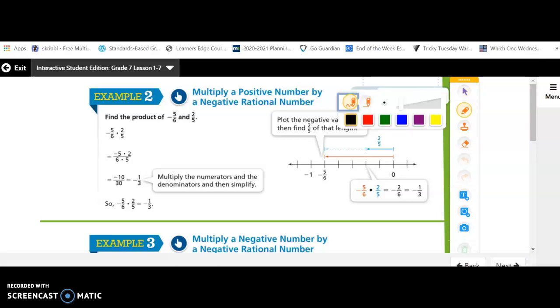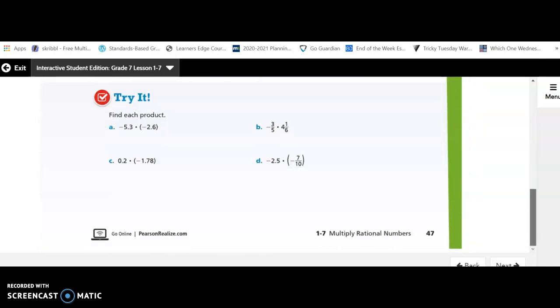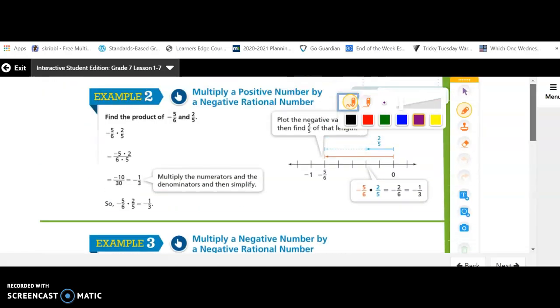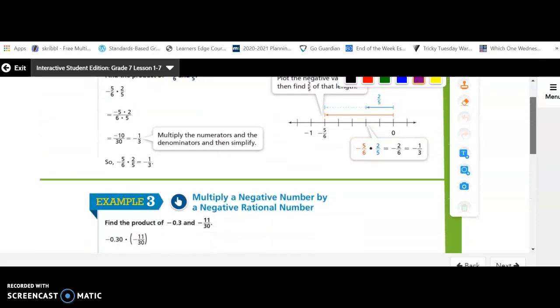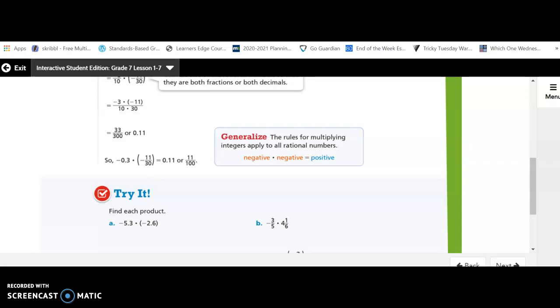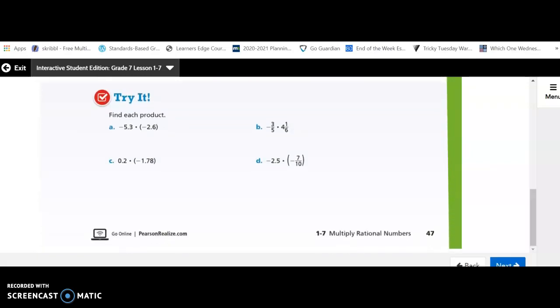Okay, so again, you can see in your workbook on page 47 is the page we're on. You can see 2 examples worked out that you can always read through. You can see these generalization rules reminding us of our sign rules. Okay. And now we're going to look down here and do some of these try it problems on the bottom of page 47 in our workbook.